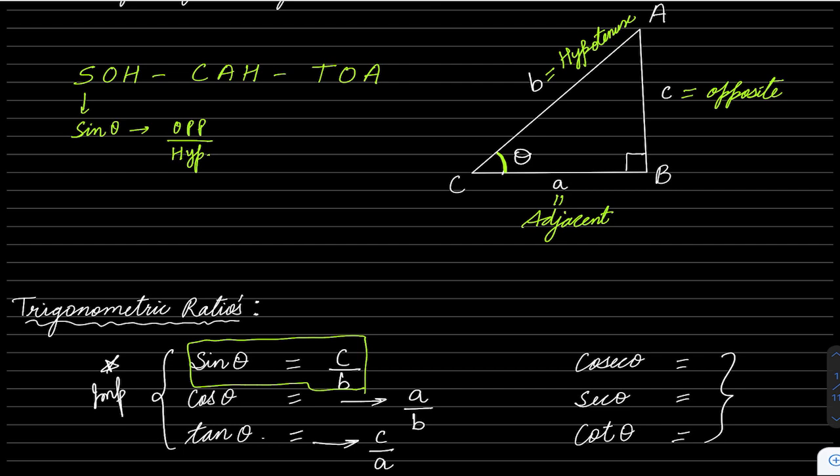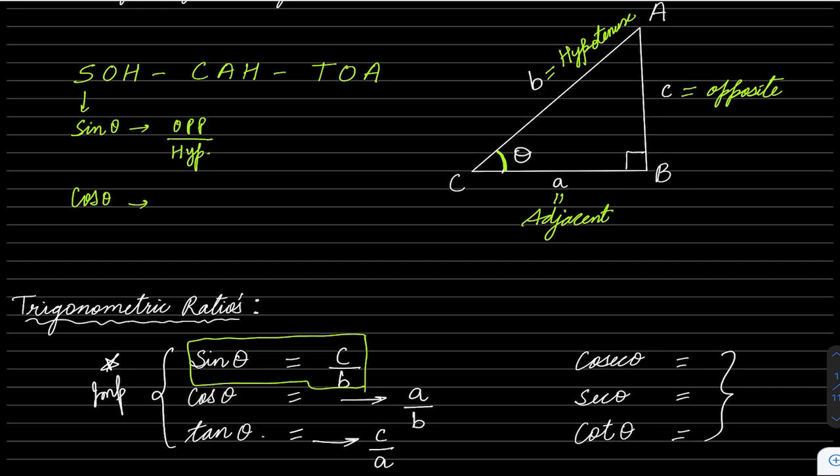Now, next is CAH. That tells us the value of cos theta. Cos theta: A means adjacent, H means hypotenuse. So cos theta is nothing but adjacent side divided by hypotenuse. What is my adjacent side? Adjacent side in this case is A, hypotenuse is B. So as you can see, cos theta is A over B.